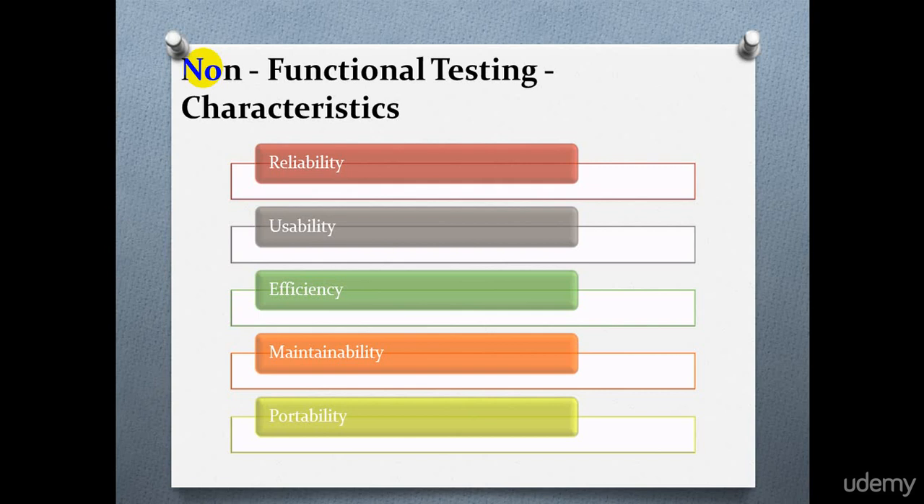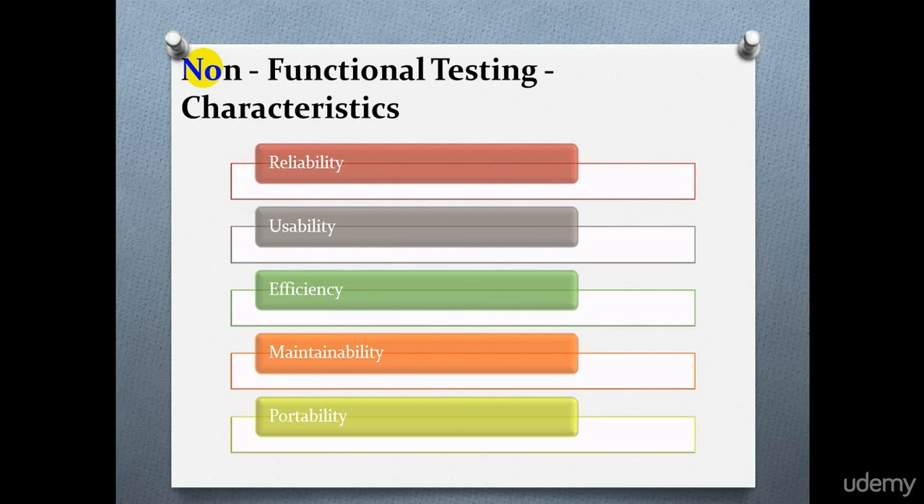An application is said to be usable if the user really understands and likes the interface and finds it very easy to operate. For example, a web page can be tested to determine its ease of use and navigation. These are the common things we do in organizations as part of non-functional testing.